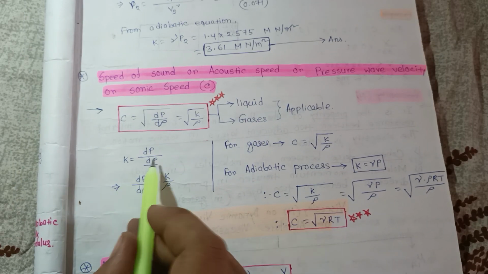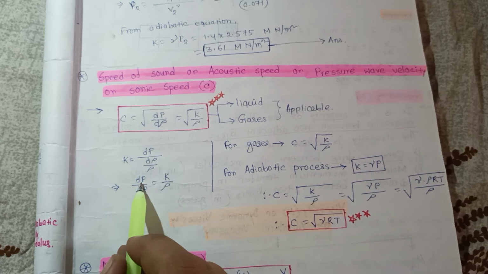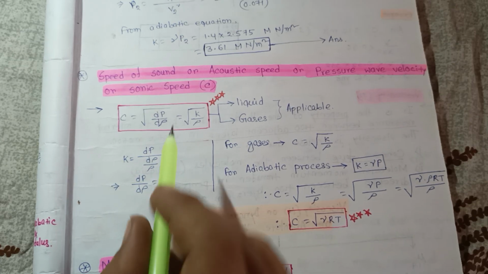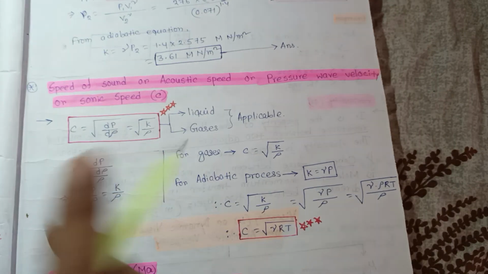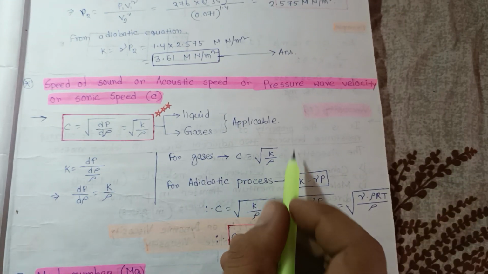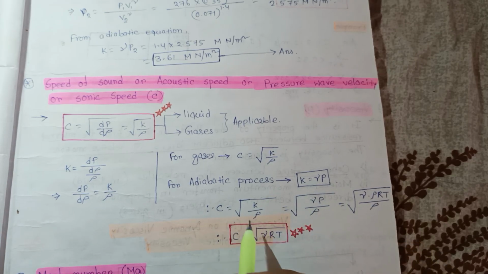So K is equal to dP by d rho by rho. So dP by d rho is equal to K by rho, and so C is under root K by rho. For gases, C is equal to under root K by rho, and for an adiabatic process K is equal to gamma into P. So C is equal to under root K by rho.